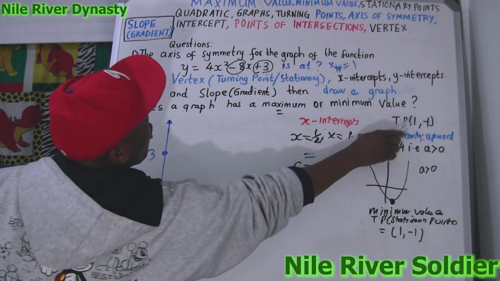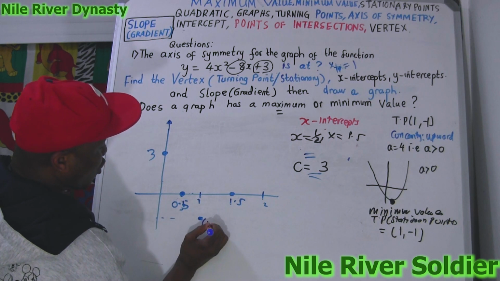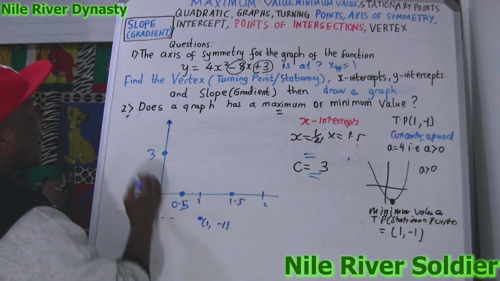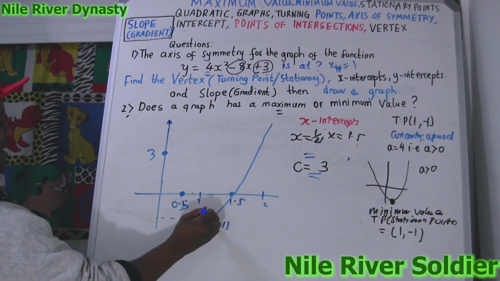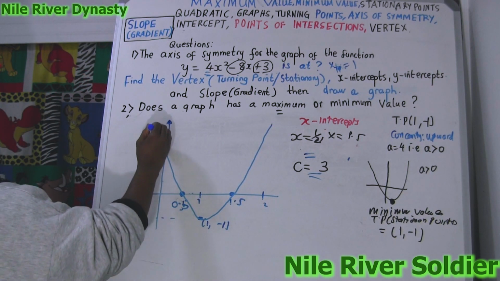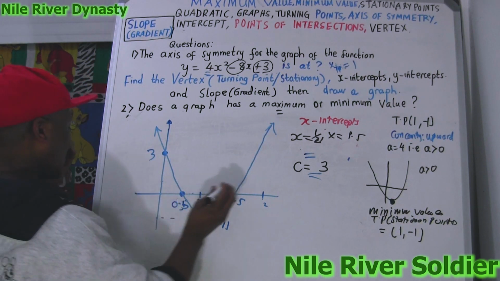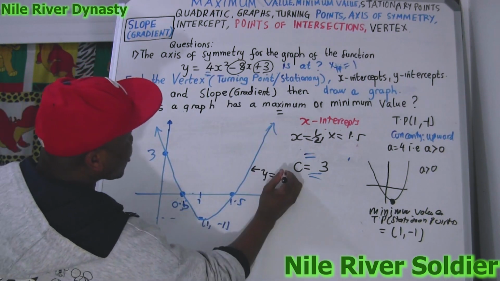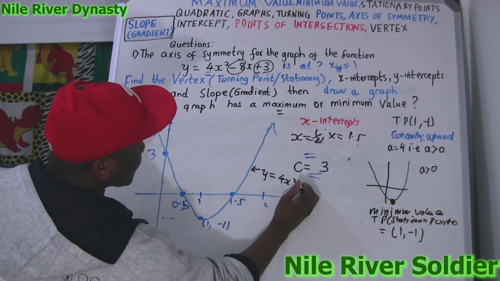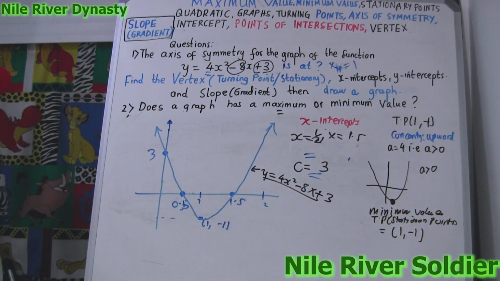Turning point is 1 and -1, which is going to be somewhere here. So we know this is going to be concave upward because this is greater than 0. So the graph is going to come like this. It has to make sense. And draw your arrow. So we're done. After that, make sure you label this graph of that equation, y equal to 4x squared minus 8x plus 3. And you're done.